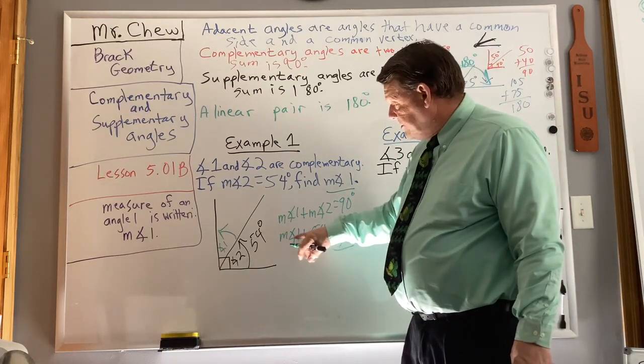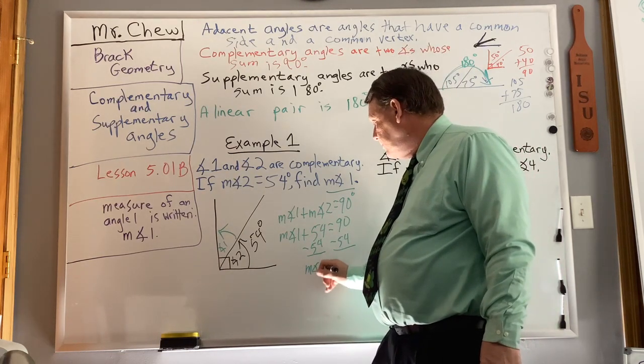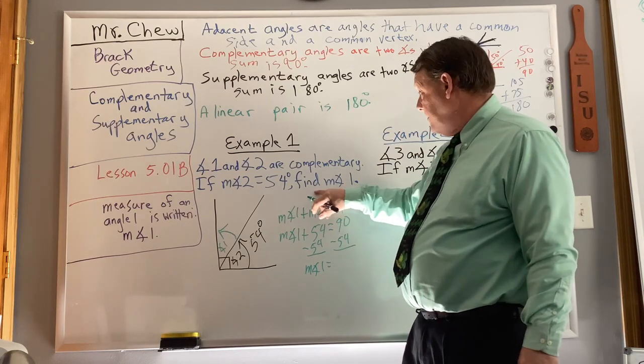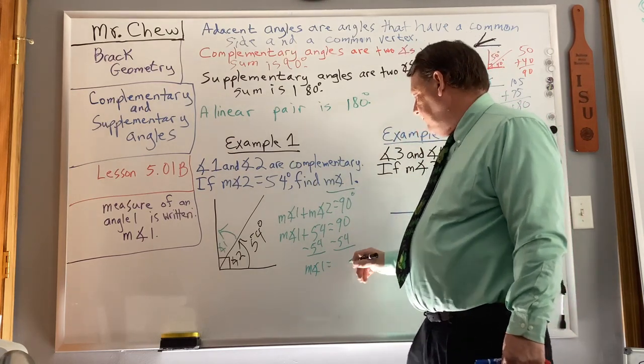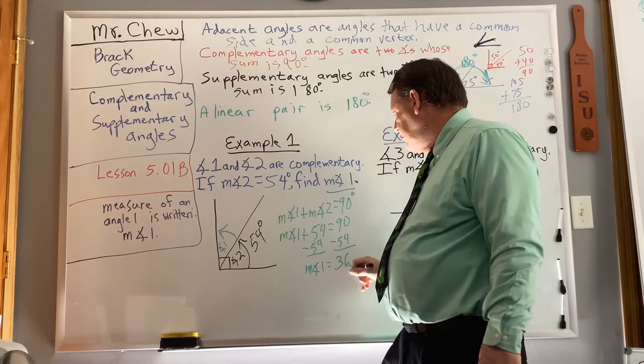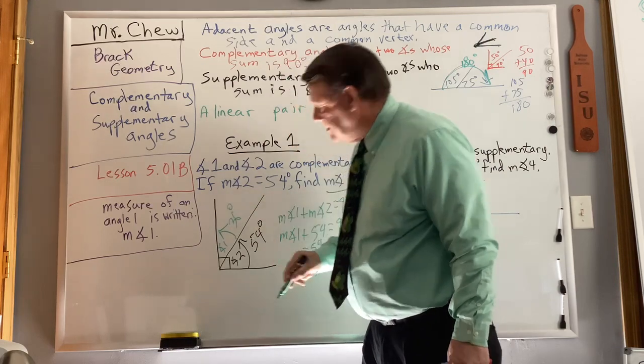54 minus 54 is 0, and the measure of angle 1 plus 0 is the measure of angle 1, which is what I want to find here. That's what it said, find the measure of angle 1. And then 90 minus 54 is 36. So I know that this is 36 degrees here.